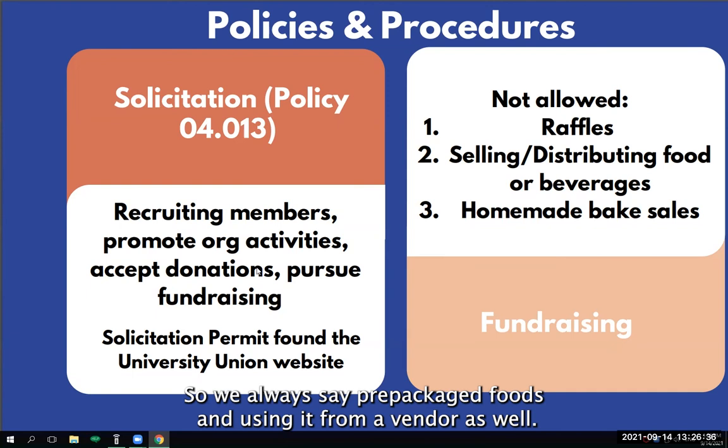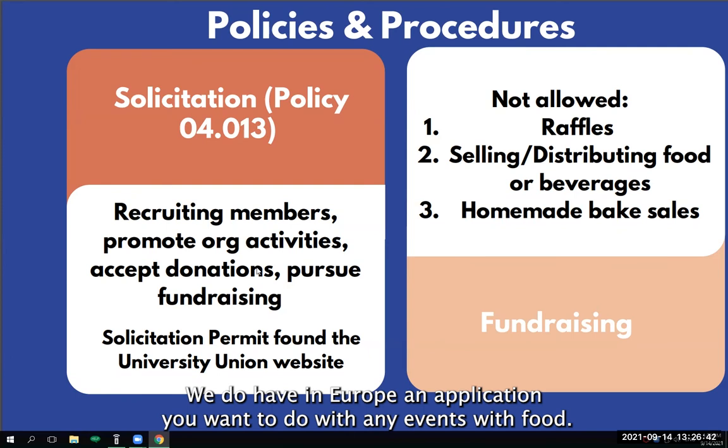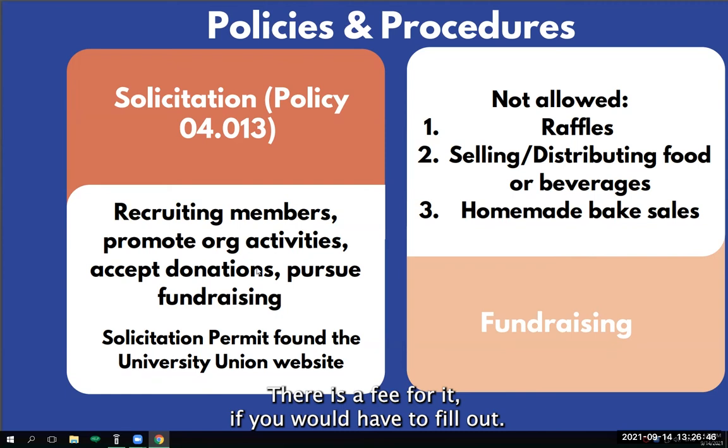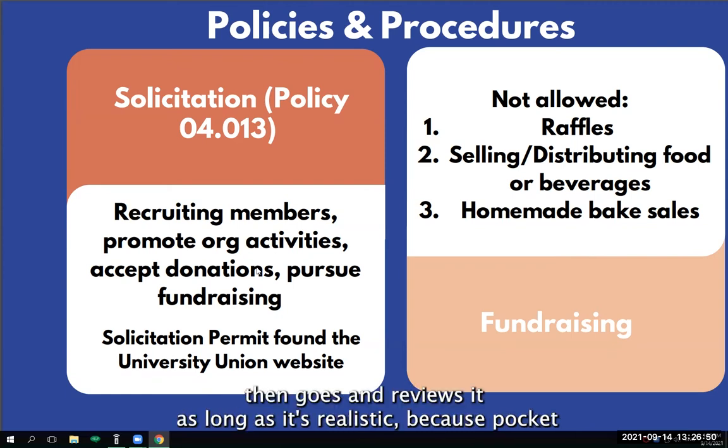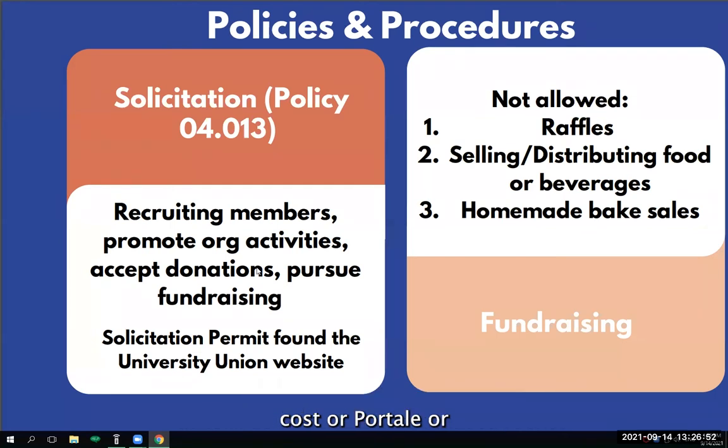So we always say prepackaged foods, using it from a vendor as well. We do have in your event application, if you want to do any events with food, a food permit that you would have to fill out. And then our food safety director goes and reviews it. As long as it's an approved vendor like Crooked Crust or Chipotle or Domino's, more than likely they have a valid permit, right?